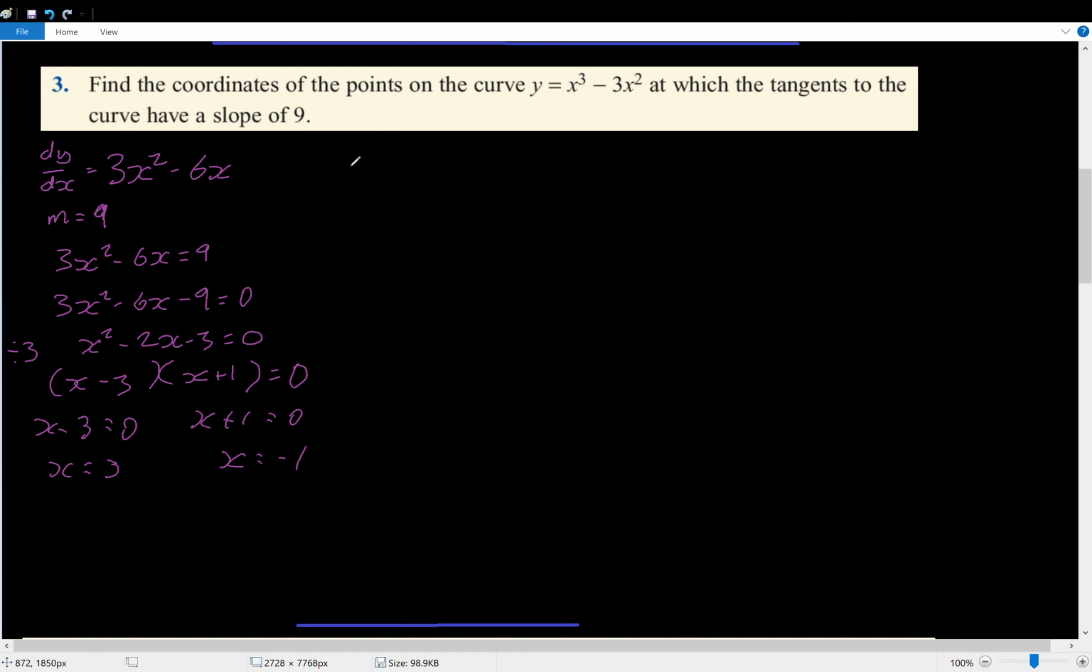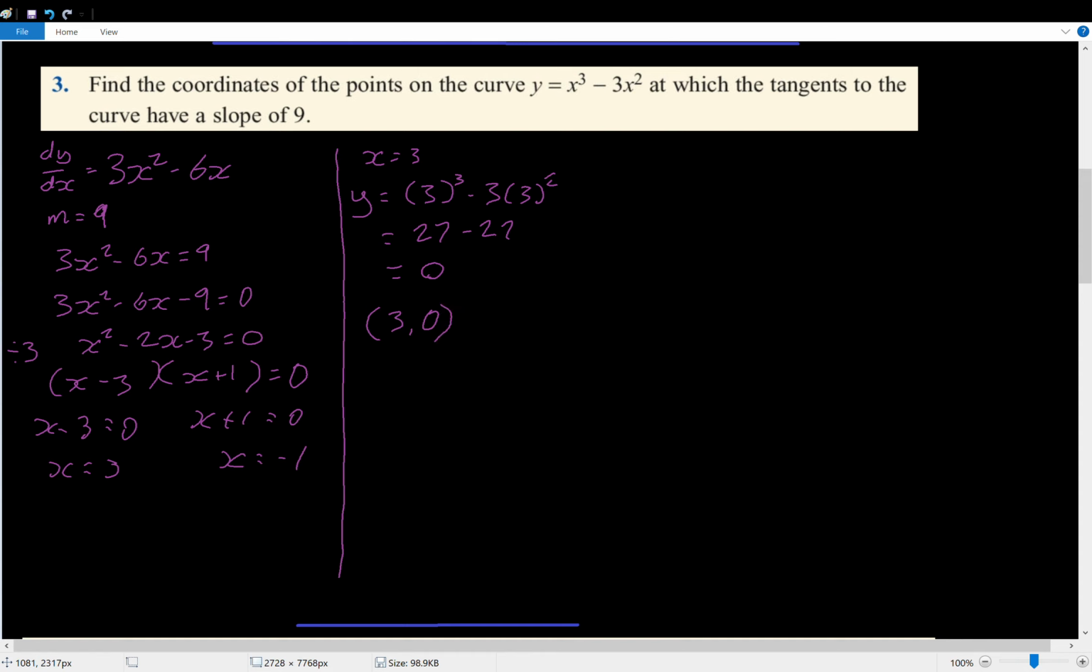But as with the previous question, we need to sub them back in because we aren't just looking for our x values. We need to know the corresponding y values. So when x equals 3, y is going to be equal to 3 cubed minus 3 times 3 squared, which is going to be 27 minus 27, and that's equal to 0. So we get the point 3, 0.